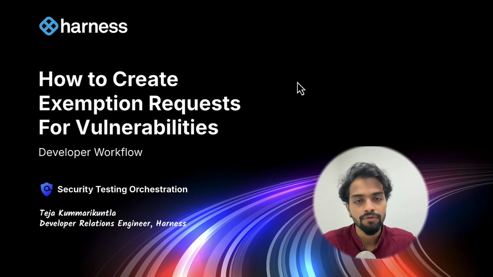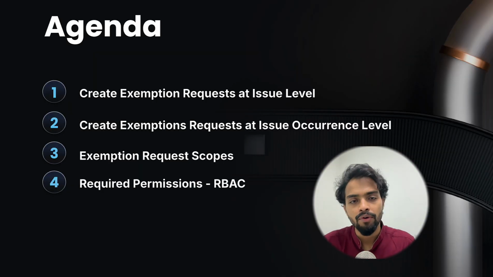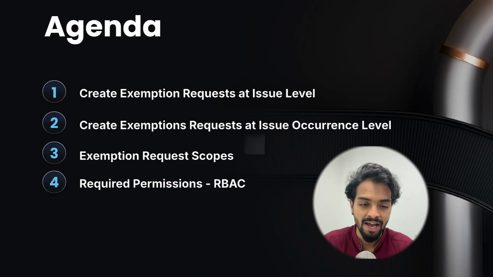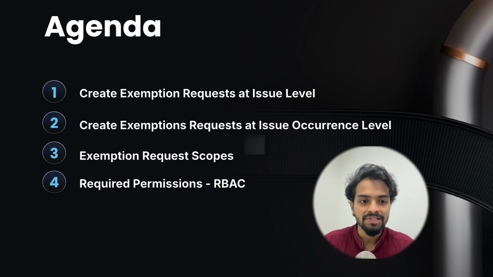And in this video, we're going to look at how you can create exemption requests for vulnerabilities that are blocking your pipeline. We'll look at how you can create exemption requests both at the issue level and at the issue occurrence level. We'll also look at the scopes at which you can create the request, including target, project, and the pipeline. And at the same time, we'll look at the required permissions that you need for creating these requests.